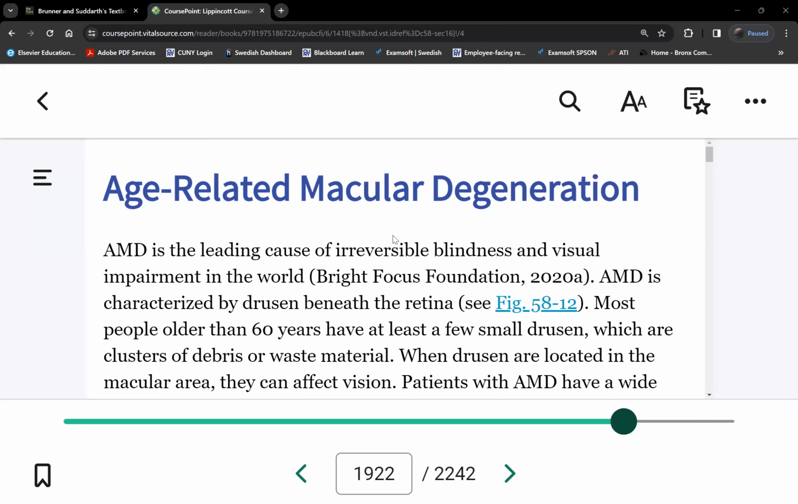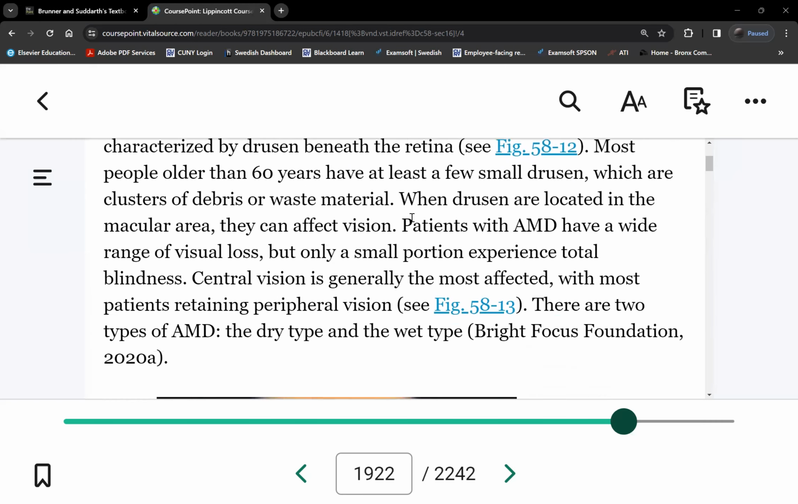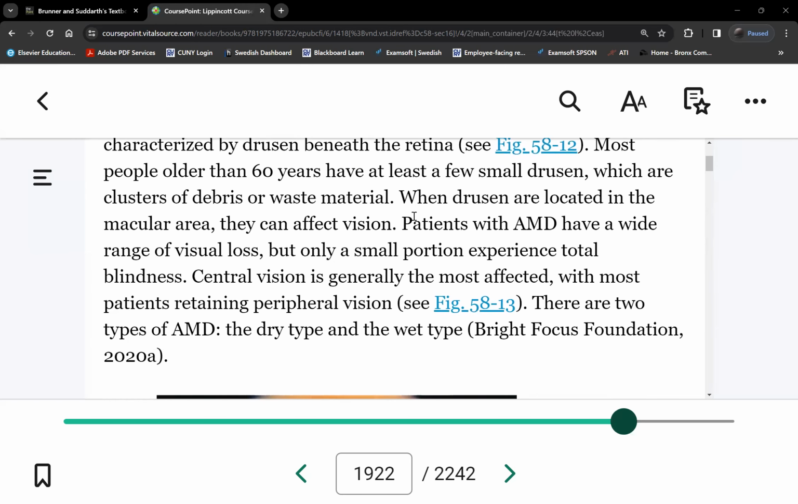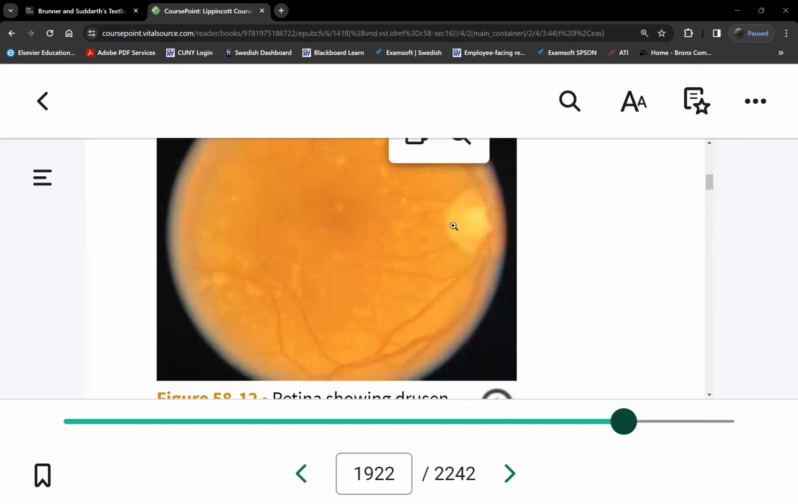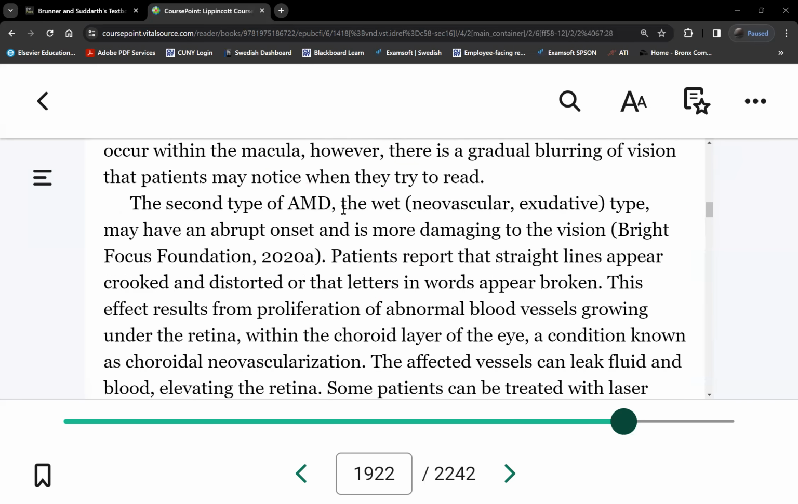There are two types of macular degeneration: wet and dry. The most common type is the dry type. The dry macular degeneration is age-related. So what's the cause? Age, you got old. The macula is the center of your retina, responsible for central vision. So what happened is you got old, the macula degenerated, so you're going blind.